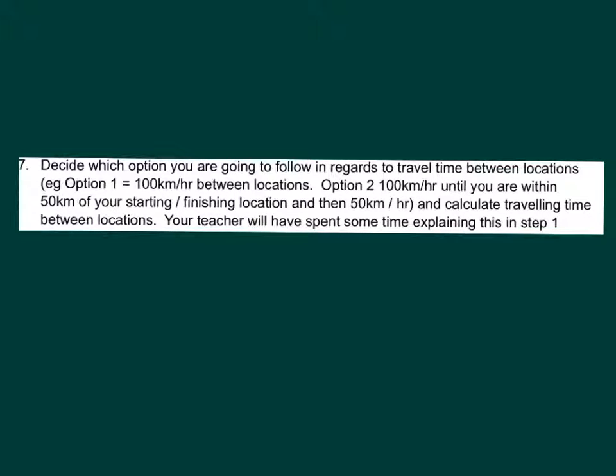Now, you can see here you've got 2 options. Option 1, which is the easier option, and it depends on what you are going to aim for in this task, is 100 kilometres per hour between locations. Option 2 is 100 kilometres per hour, except within 50 kilometres of your starting location, where it is 50 kilometres per hour. For this example, I'm going to work through option 2 and show you how you can do that. All right, let's get started.